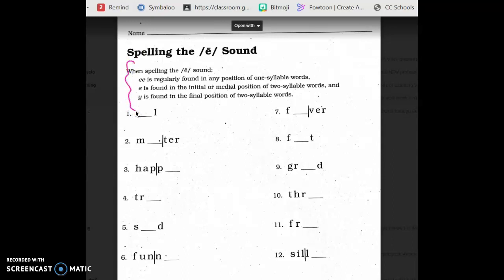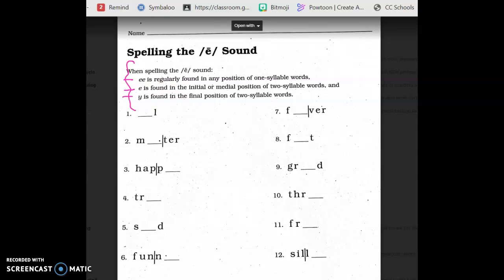Okay, so it says when spelling with the E sound, E is regularly found in any position of one-syllable words. E is found in the initial or medial position of two-syllable words, and Y is found in the final position of two-syllable words. And remember that Y can have an E sound. We talked about that in another lesson.